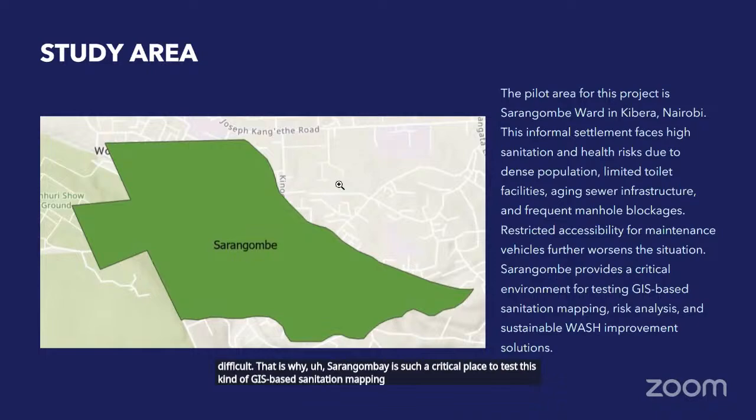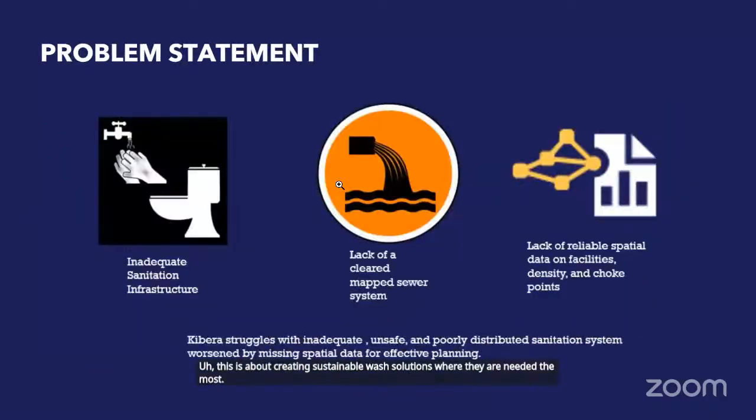That is why Sarangombe is such a critical place to test this kind of GIS-based sanitation mapping and risk analysis. If the solution can work here, in one of the most challenging environments, then it can be adapted and scaled to other informal settlements across Nairobi and beyond. This is about creating sustainable WASH solutions where they are needed the most.